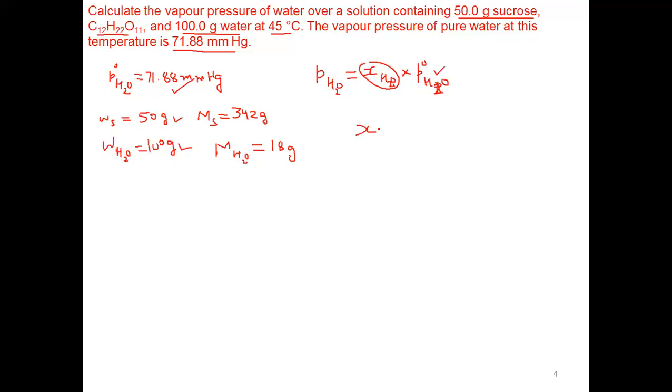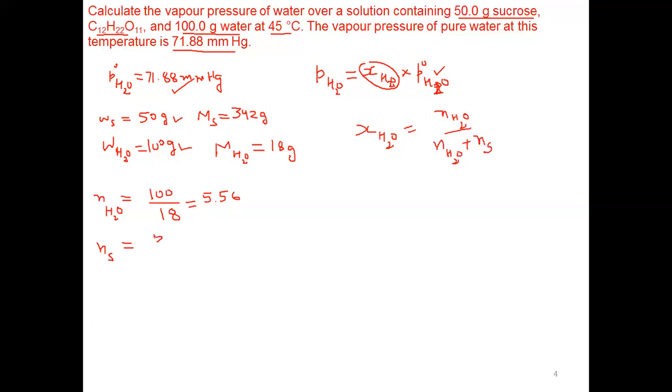So mole fraction of water, X water, is equal to number of moles of water divided by number of moles of water plus number of moles of sucrose. Now let us first calculate the number of moles of water. Number of moles of water is equal to weight, 100 gram, divided by its molecular weight 18. So it will come out to be 5.56 approximately.